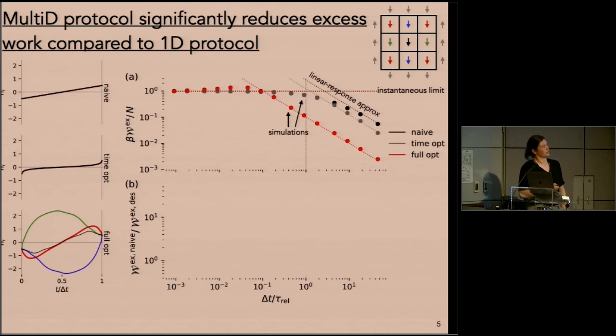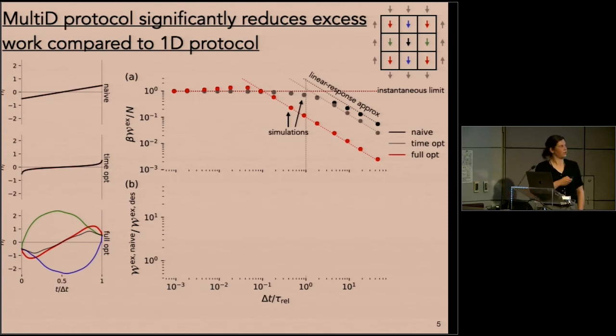So looking at this top plot here, you can see that the naive protocols do the worst, obviously, because they are just naive. The time-optimized protocols, we can see they do a little bit better. They do a little bit less excess work than the naive protocols, but these fully optimized protocols do significantly better in terms of excess work. And they also relax to equilibrium a lot faster, to this linear response regime a lot faster.